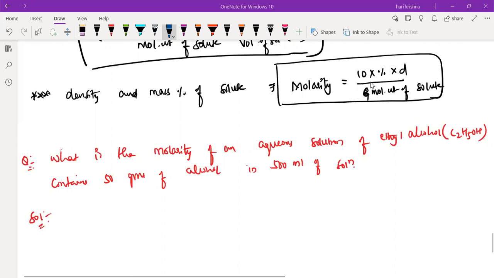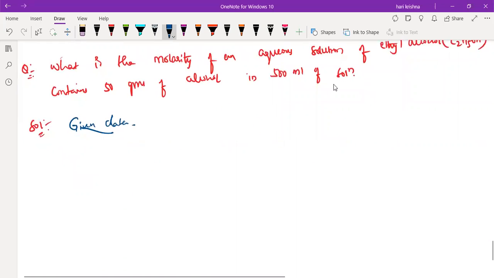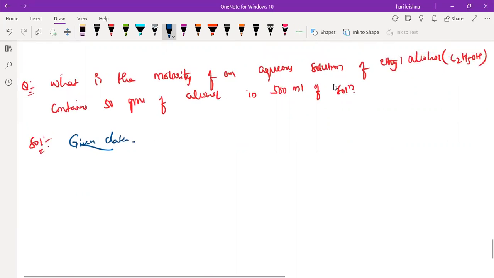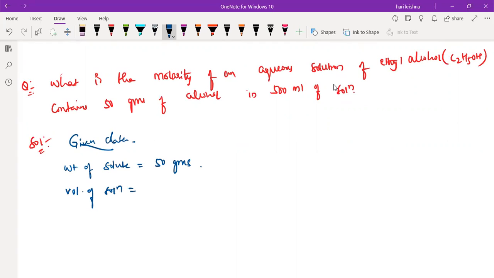Okay, so first, whenever numericals are coming, first write the given data, then try to use the formula. That's all, you'll get the answer. So what is the given data here? What is the molarity of an aqueous solution of ethyl alcohol containing 50 grams of alcohol in 500 ml of solution? So the weight of solute given is how much? 50 grams. Okay. Next, volume of solution how much? 500 ml. 500 ml, sir.